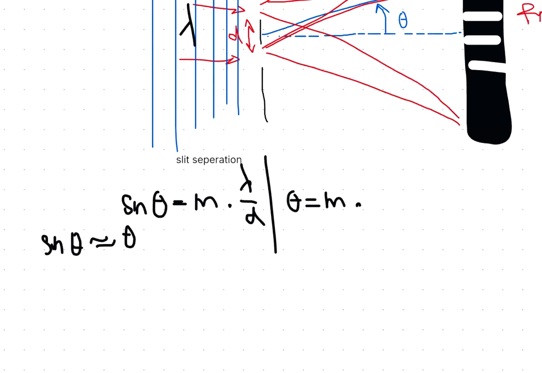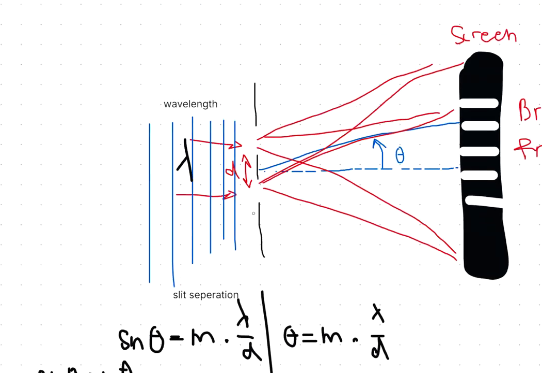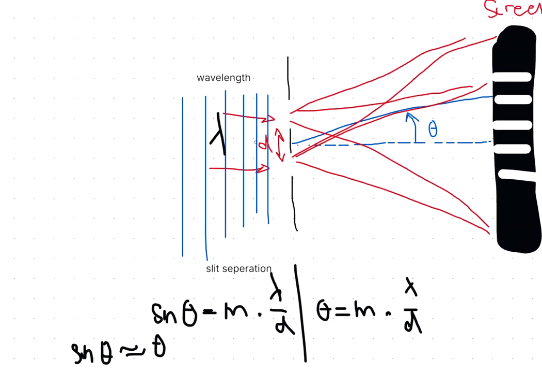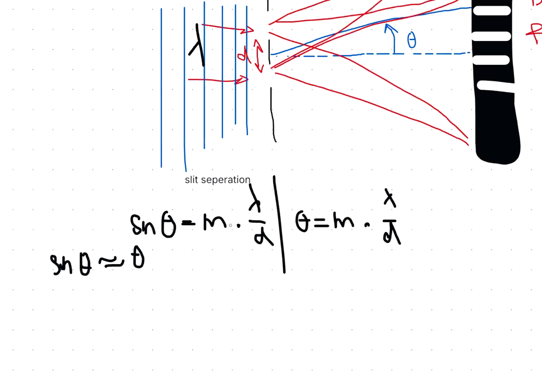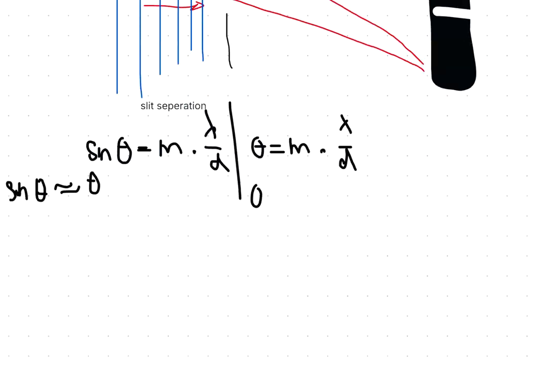times lambda over d. This equation tells us that the angle theta is directly proportional to wavelength lambda and inversely proportional to the slit distance d. Now let's see what happens when we double both the wavelength and the slit separation. Let's call our original angle theta 1. That's our original one.